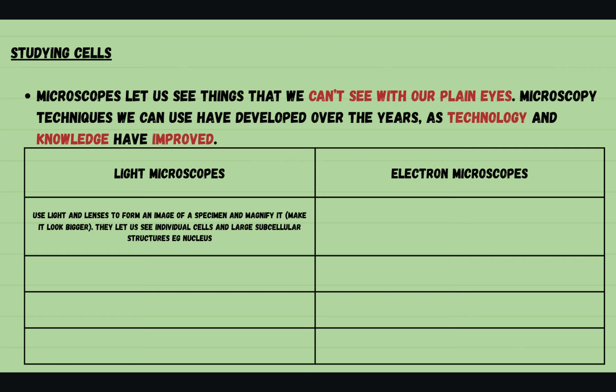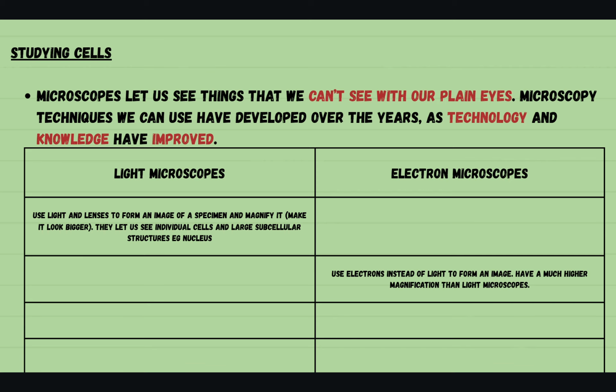So the first thing is that light microscopes use light and lenses to form an image of a specimen and magnify it, which means they make it look bigger. They let us see individual cells and large subcellular structures, for example, the nucleus. Electron microscopes use electrons instead of light to form an image. They have a much higher magnification than light microscopes.